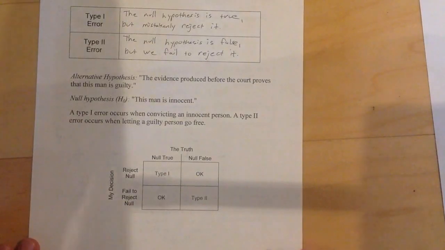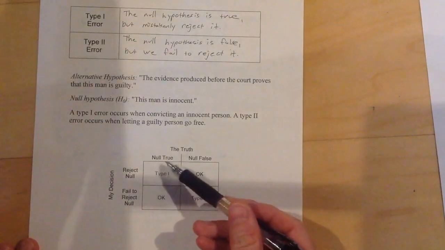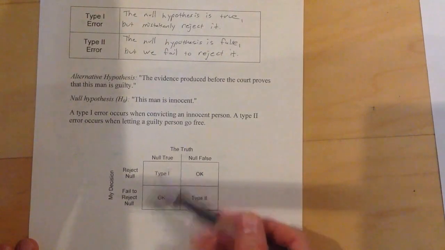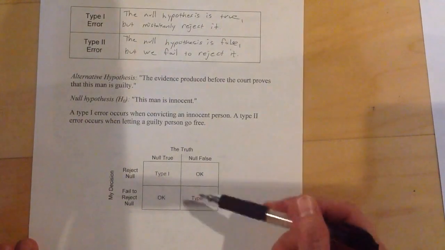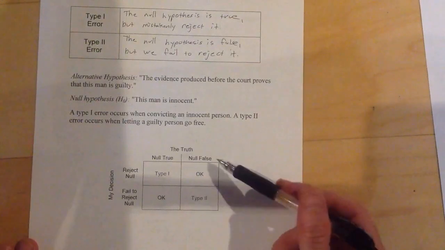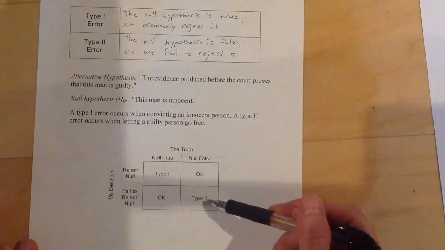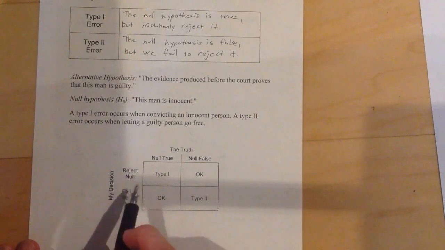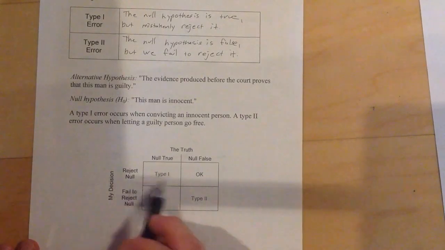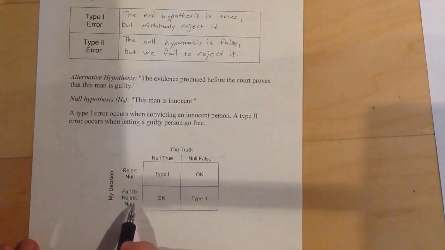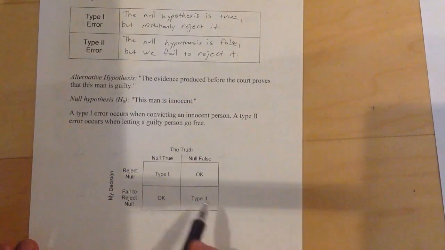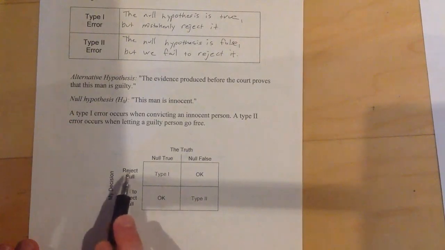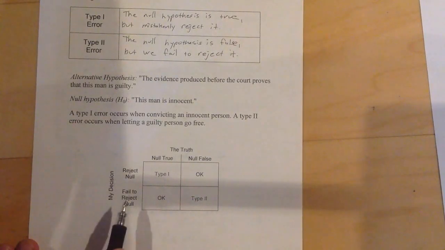So if the null is true, then the only error we can possibly make is a type 1 error. If the null is false, the only error we can possibly make is a type 2 error. Another way of looking at this is when we reject the null, the only type of error we can make is a type 1 error. And when we fail to reject the null, the only type of error we can make is a type 2 error.